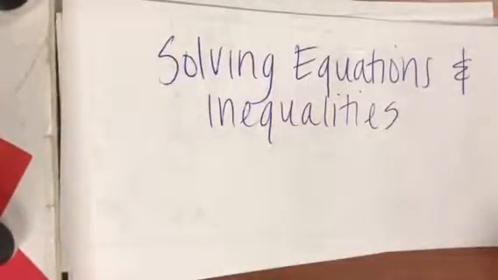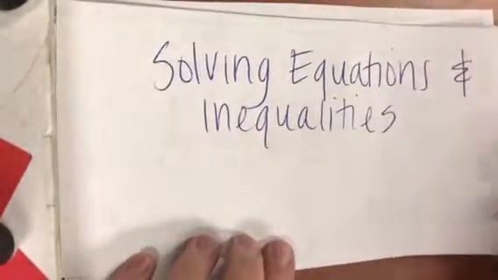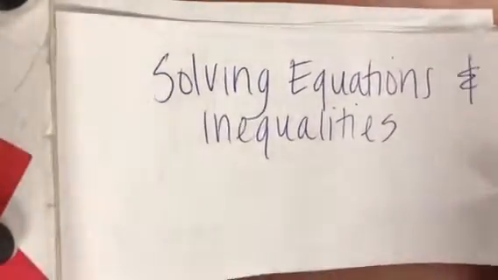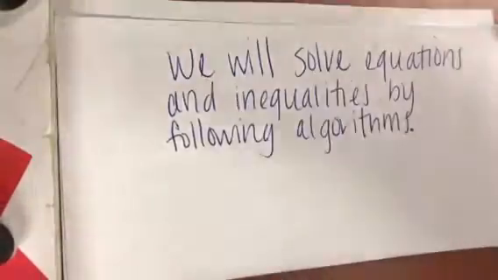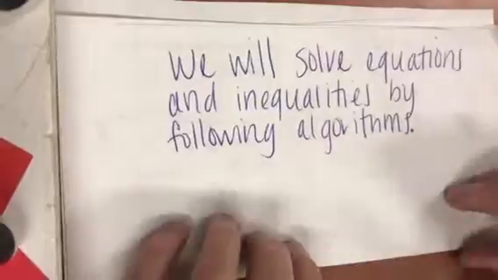We are reviewing for our semester exam. Ooh, the semester's almost over. We are halfway done with this year. Wow. So you guys are 7.5 graders. 7th grade 7.5. I love it. So we're gonna review some solving equations and inequalities because we did that a long time ago. We will solve equations and inequalities by following the algorithm.